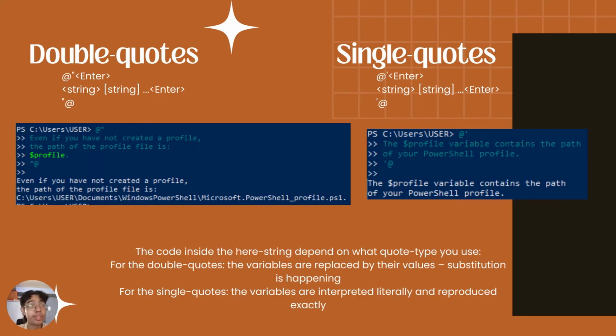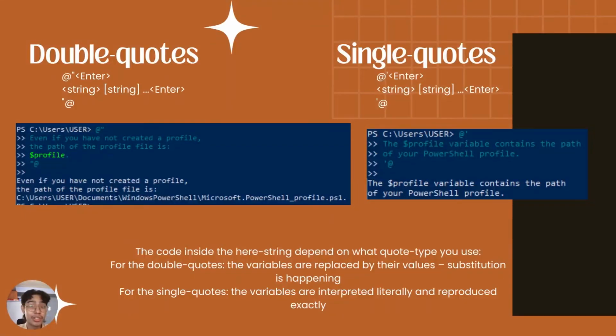Then in single quotes, we have syntax @ sign, single quotation, then the string, then single quotation, then the @ sign. An example, here we have @ sign, single quotation. The $profile variable contains the path of your PowerShell profile. Then enter single quotation, @ sign. So it just literally states the string. So the $profile variable contains the path of your PowerShell profile. It does not substitute to the called value.